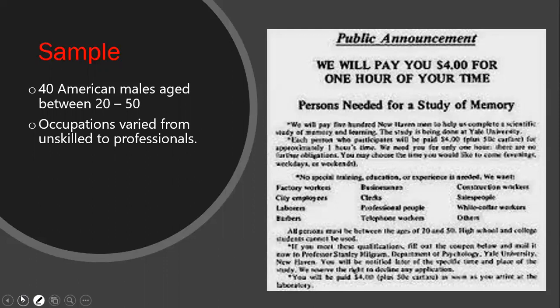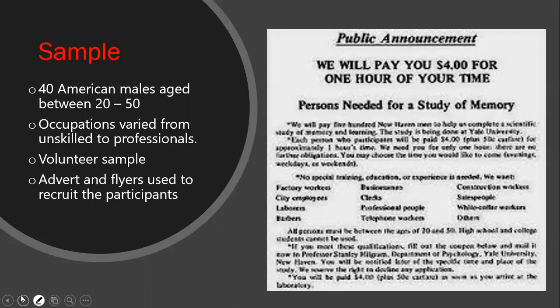He didn't want academics, people who went to university, so that they'd have a certain level of intelligence to be able to cope with the demands of it. It was a volunteer sample. He set out flyers and put an advert in the local newspapers, and he got people to volunteer themselves.